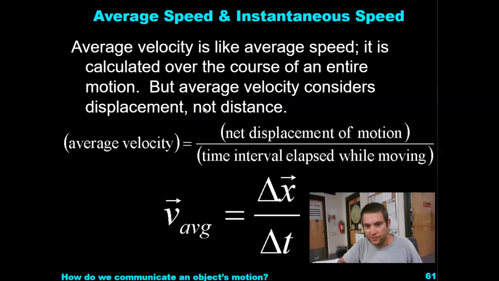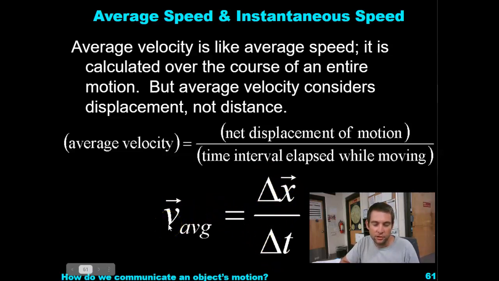On to average velocity. Average velocity is like average speed. It's calculated over the course of an entire motion. But average velocity considers displacement, not distance. I may have misspoke in an earlier video where I said, when we were looking at the v average equals delta d over delta t.